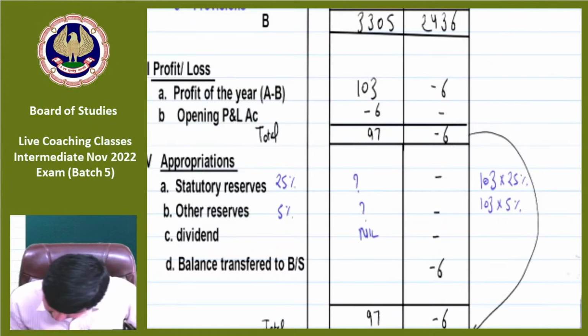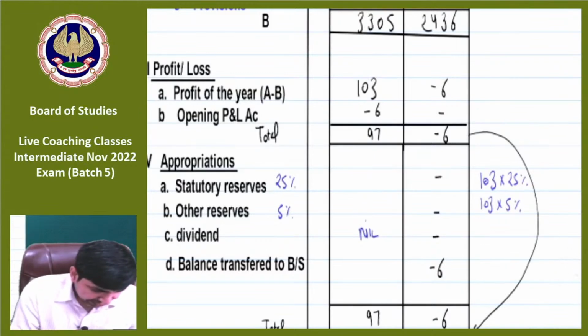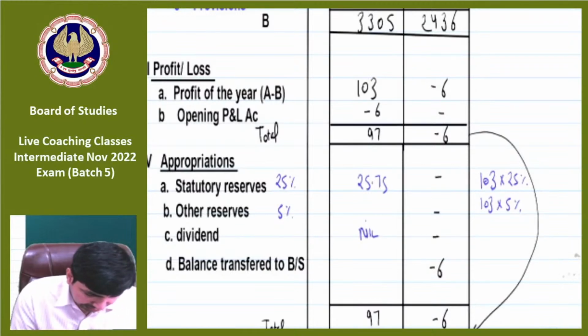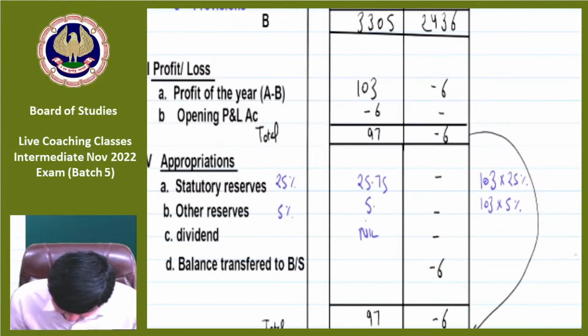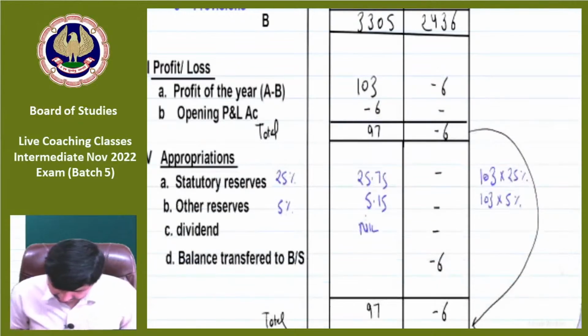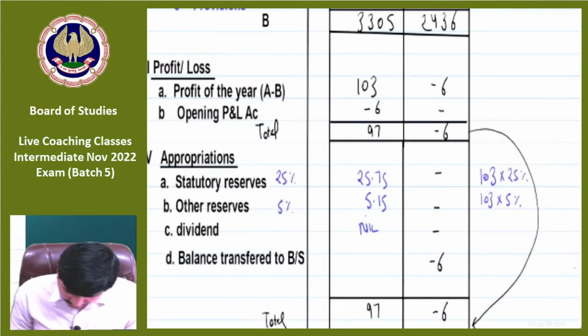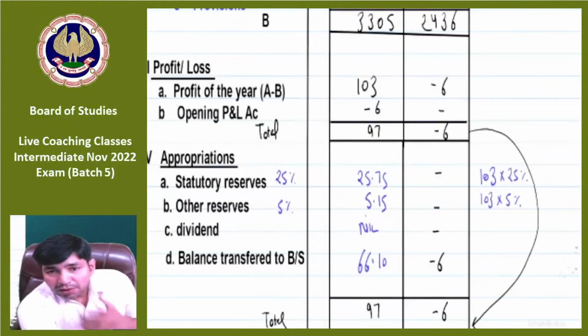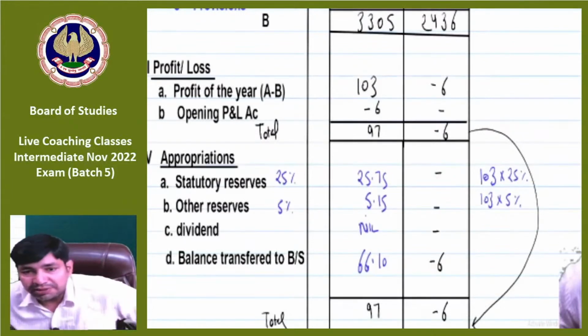This is the time to learn. 103 multiplied by 25% is 25.75 rupees, and 103 multiplied by 5% is 5.15. So since there is no dividend, after reducing these things, here is the figure, you know. This is the amount which is to be transferred to the balance sheet. Understood now? Okay, beta.